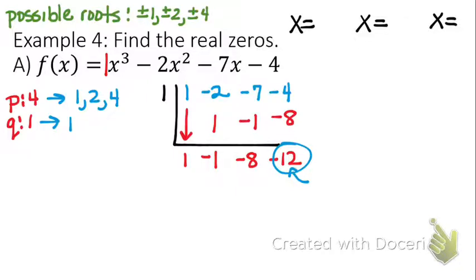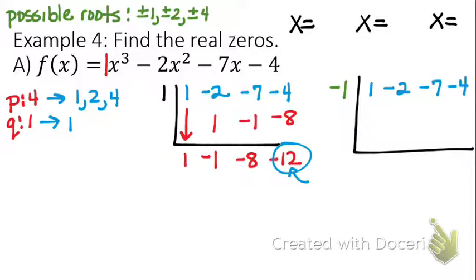So we tested 1, so now let's go ahead and try negative 1. Let's do that same process again. This time we're going to put a negative 1 out here. And you try to do it by yourself and see if you end with a 0. You always drop down the first number. And then you just multiply, add, multiply, add.